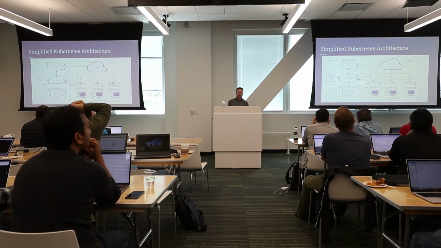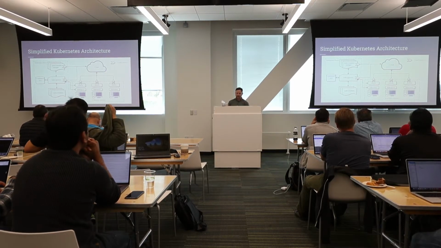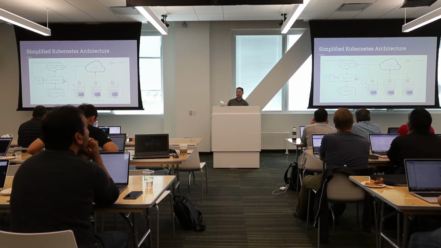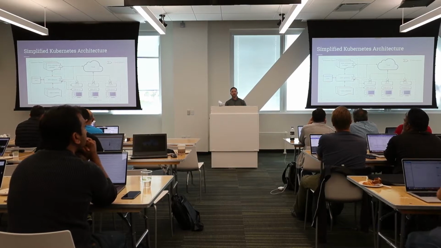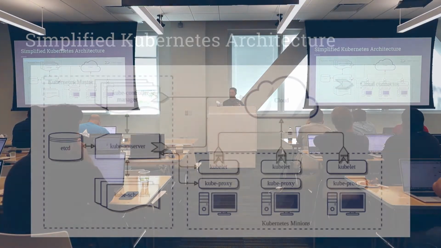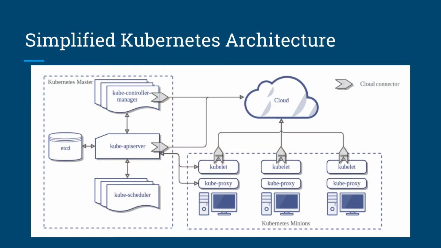This is sort of a simplified, high-level picture of the Kubernetes architecture. Can everybody see it okay in the back? Great. On the left, you have the Kubernetes master, which is sort of the control node. It is where the API endpoint is, your kube controller manager, the etcd data store, where all of sort of the state for Kubernetes is stored to do its operations.